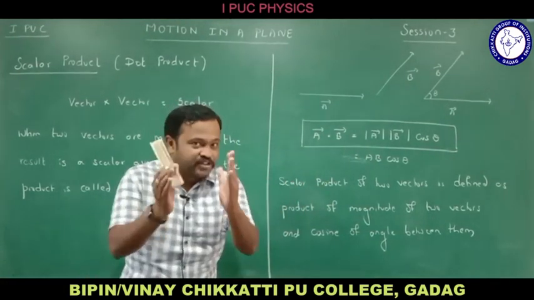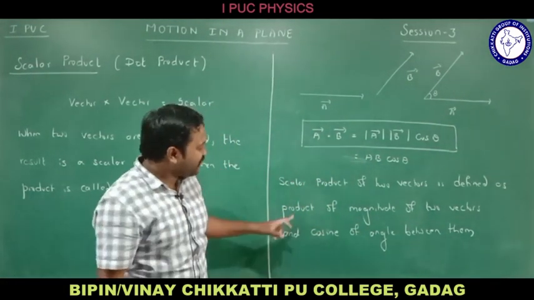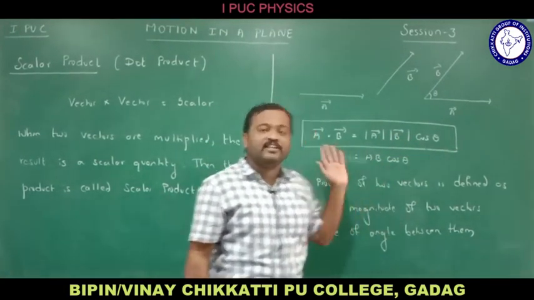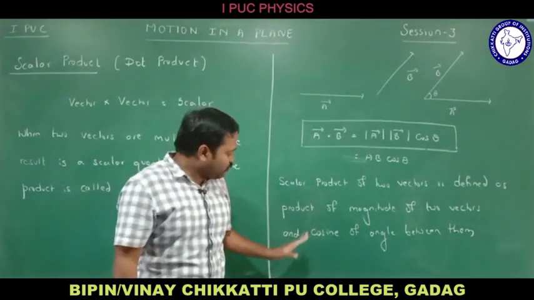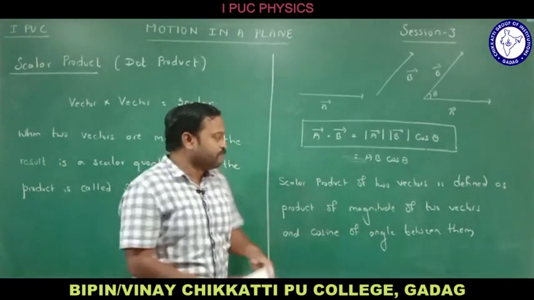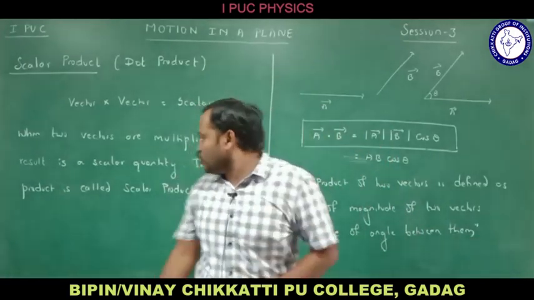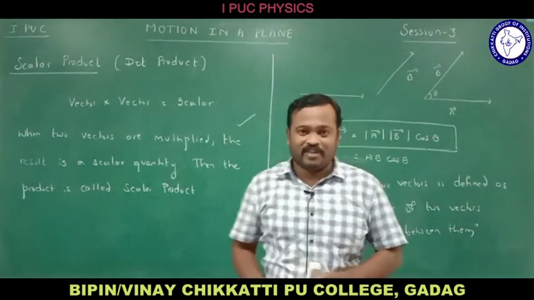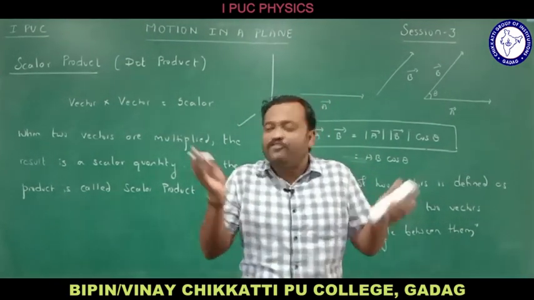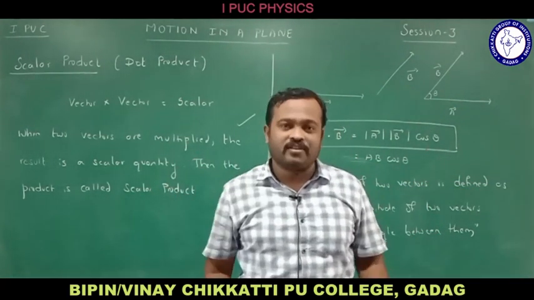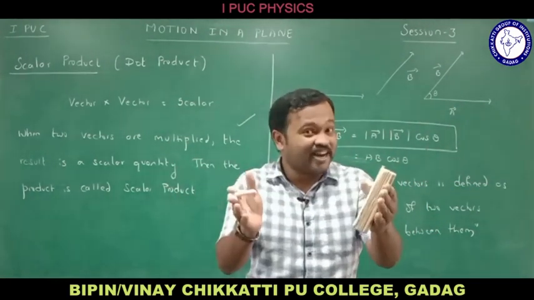Right? So define scalar product. Scalar product is defined as the product of the magnitude of the two vectors and the cosine of the angle between the two vectors. So this is how we define scalar product. Do you understand? What is scalar product? If you multiply two vectors and the result is a scalar, then it is called a scalar product.